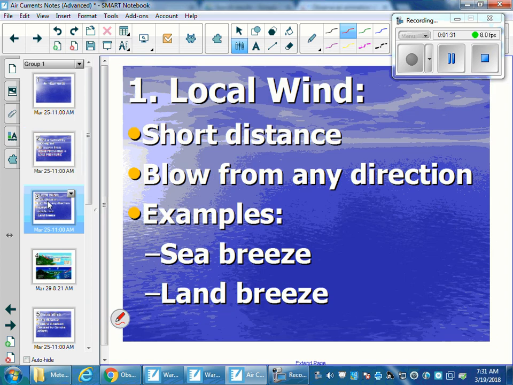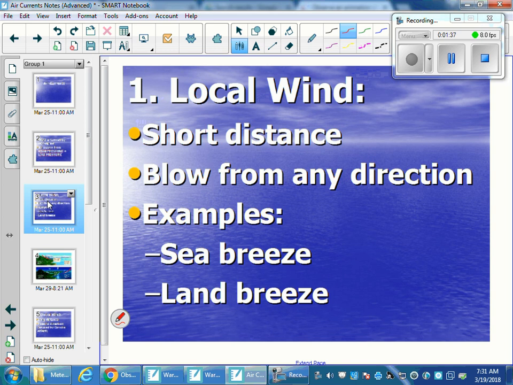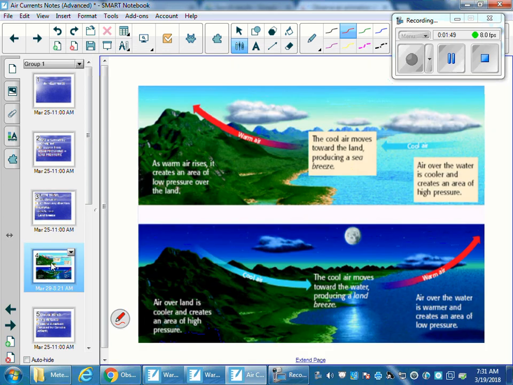There are two main types of wind that we are going to talk about. The first one is called a local wind. These are winds that blow for a short distance, and they can move in any direction. Two examples that we are going to talk about are sea breezes and land breezes, and those are shown in your diagram. We're going to take a little bit of time to go through and add a few things and explain a few things from this diagram.